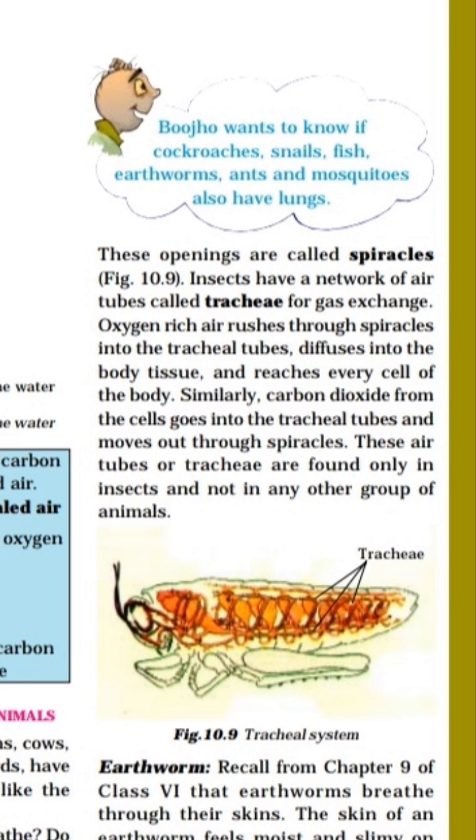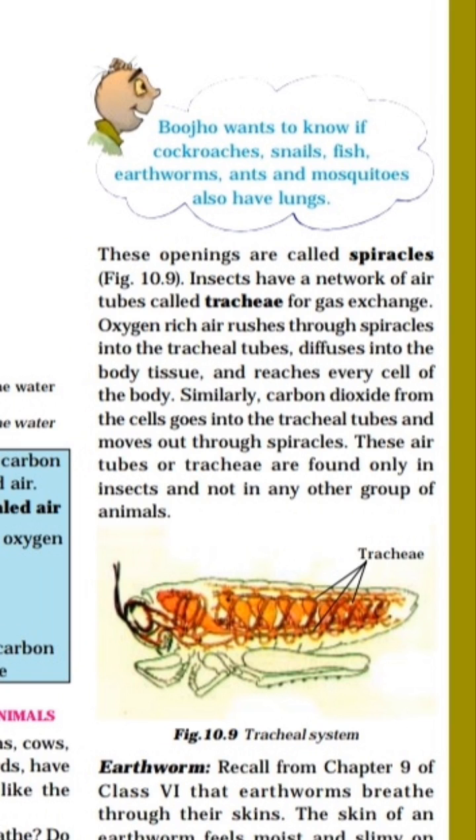Insects have a network of air tubes called trachea for gas exchange. Now see what happens there. Oxygen-rich air rushes through the spiracles into the tracheal tubes, diffuses into the body tissue and reaches every cell of the body. When we learned about human beings, we breathe, and the air passes from the nasal cavity to the wind pipe, then to the lungs, and the oxygen-rich air passes all over the body to each cell.